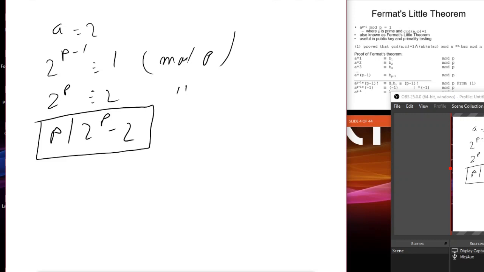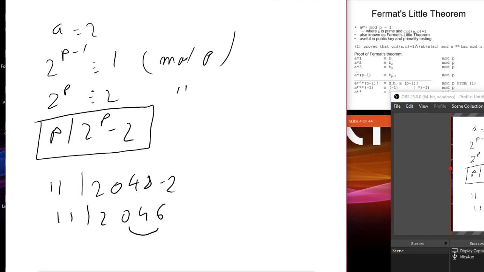In the case of 11, 11 is dividing 2 at power 11, which is 2048, minus 2, so 11 divides 2046, and we notice that 2046 is indeed divisible by 11, because 0 plus 6 equals 6, minus 0 plus 4 equals also 6, so 6 minus 6 equals 0, so the remainder of the division with 11 is 0.